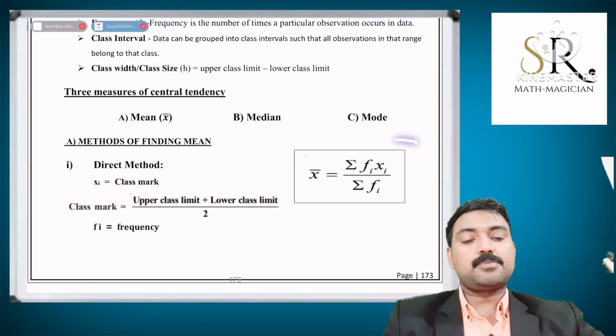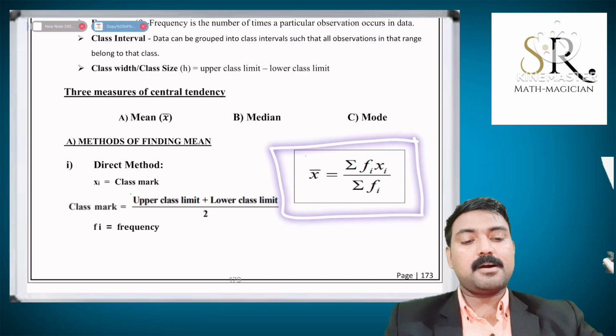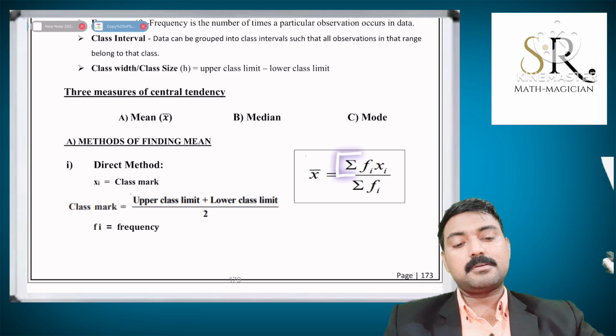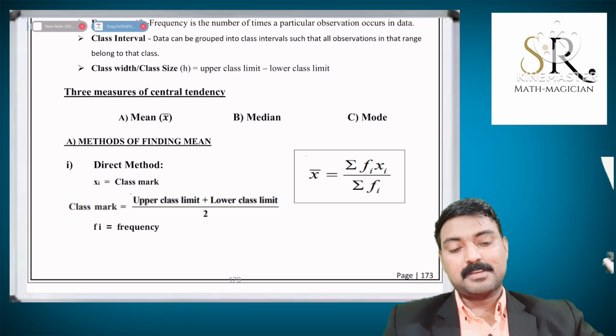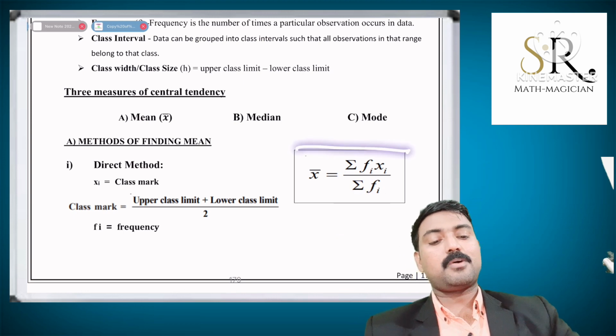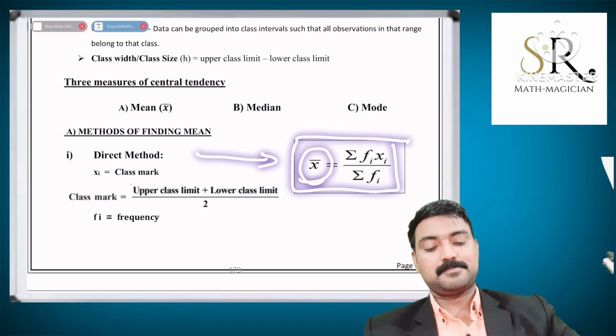Now this is the equation for finding arithmetic mean: sigma fx divided by sigma f. Here f is the frequency, x is the corresponding observation, and we multiply these two. After that, all the fx values will be added. For adding or sum, we use the symbol sigma, which means summation. Here the frequencies all added means the total frequency, that is n, the total number of observations, which is sigma f. These two we divide, and we get the arithmetic mean. This method is known as the direct method.